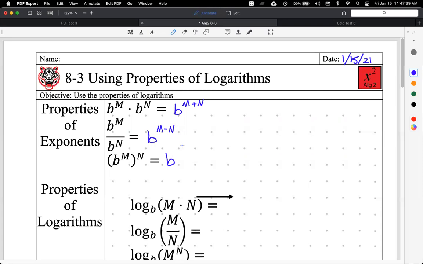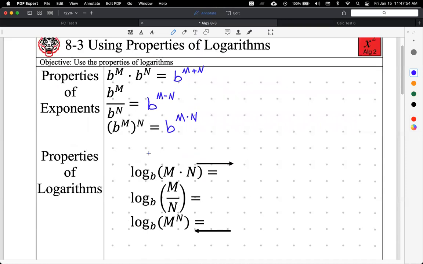What power do I have up here? What exponent do I have? m times n. There it is, capital N, or capital M times capital N. So these 3 rules of exponents will spawn 3 rules of logarithms.